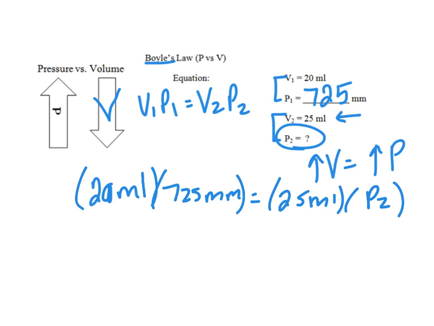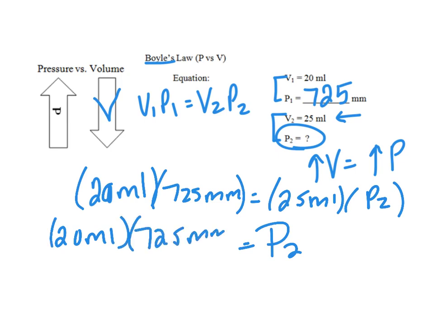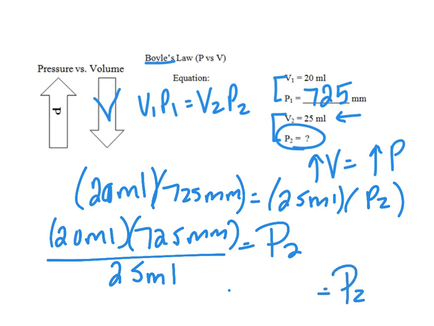So all we're going to do is multiply the left side and divide by the 25 mils. Or if you want to rearrange it, it would be 20 mils times 725 millimeters divided by 25 mils. All right, so we're just going to punch that in the calculator and see what we get. And you will see that your P2 comes out to be 580 millimeters.